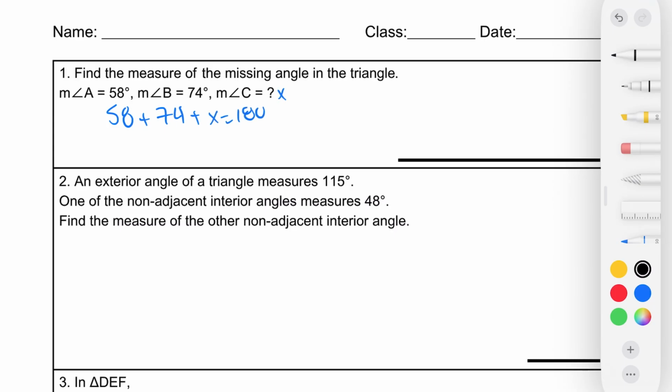Then combine like terms, 58 plus 74, let me get my calculator. Oh, sorry, y'all. It is 132 plus x equals 180. And then we'll subtract the 132 on both sides and get that x is 48. Or, sorry, the measure of angle C is 48.